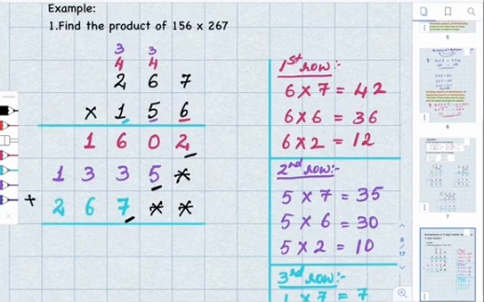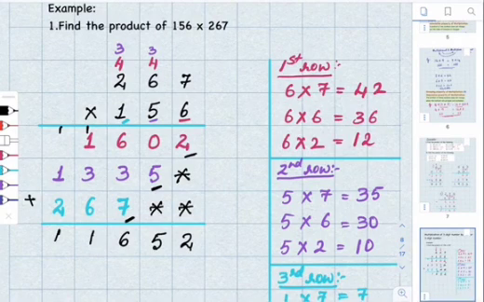Now for the final answer, add all the numbers. 2 plus 0 is 2, 0 plus 5 is 5, 6 plus 3 is 9, 9 plus 7 is 16, 6 at the bottom and 1 gets carried. 6 plus 3 is 9, plus 1 is 10, plus 1 is 11. So 1 at the bottom, 1 gets carried. 2 plus 1 is 4.